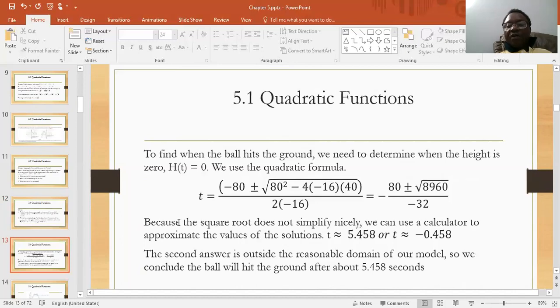So the two possible values are t equals 5.458 or t equals minus 0.458. The second answer is negative, so we cannot consider it as the time. So we will say that the ball will hit the ground after about 5.458 seconds.